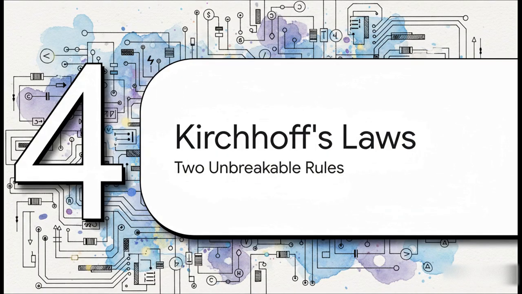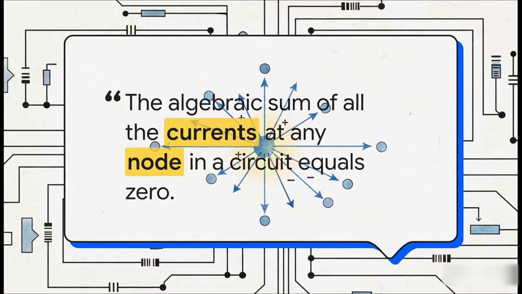So we have our elements and we know how to model them. But what happens when we start connecting them all together? Well, for that, we need two foundational laws, named after a guy named Gustav Kirchhoff. And these laws are true for absolutely any circuit you could ever build, no matter how ridiculously complex it is. First up is Kirchhoff's current law, or KCL.